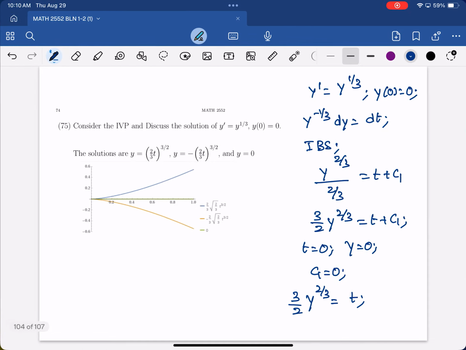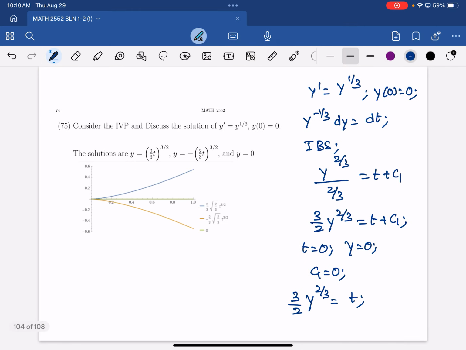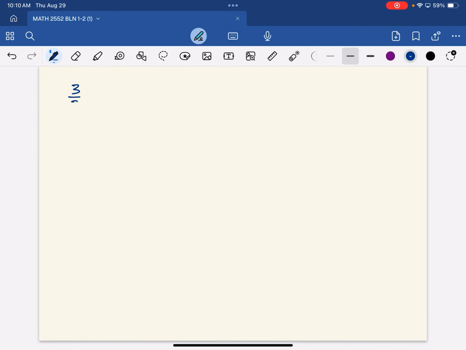So now, let me write this out. 3/2 y to the 2/3 equals t. So if I'm doing silly computation just to humor myself now, 2t over 3. So I want to isolate y. So that's going to be y equals 2t over 3 to the 3/2, so that I get plus minus. Do you agree with me on that?